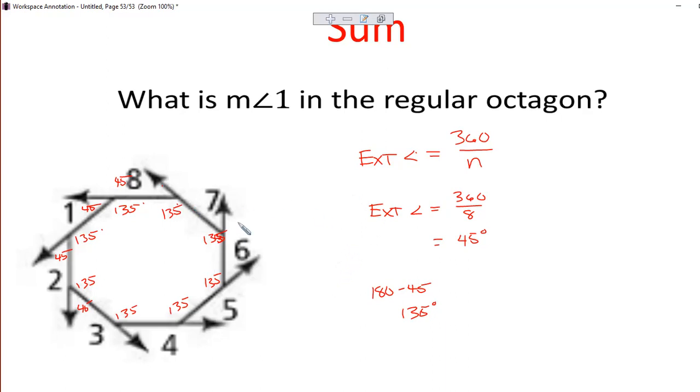So this is a shortcut you could use to find the measure of each interior angle of a regular polygon. Find the exterior angle by dividing 360 by the number of sides, and then subtract that from 180 to find your interior angle.